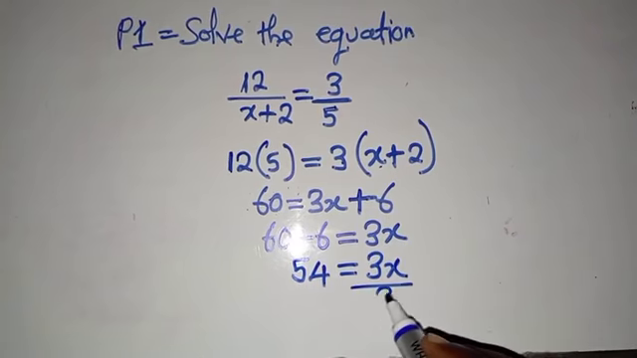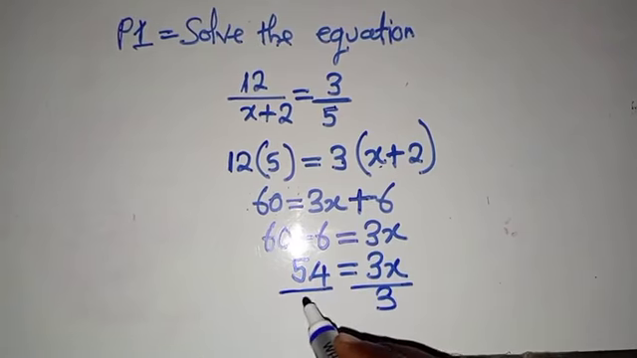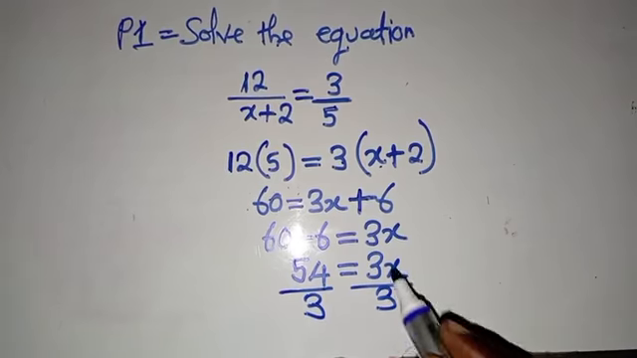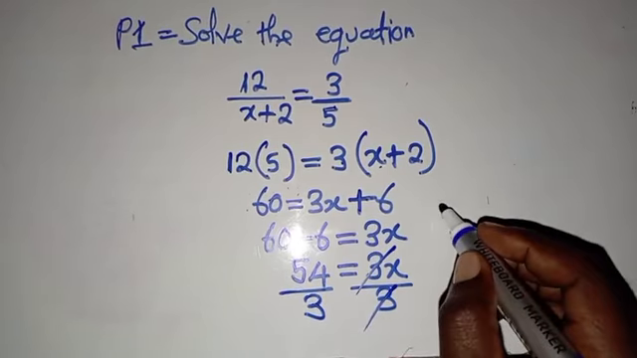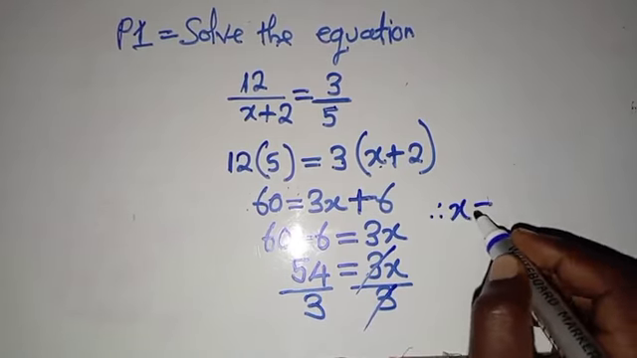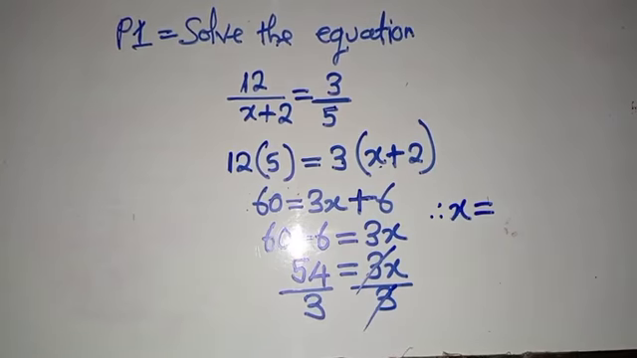You divide both sides by 3. Even there you divide by 3. What answer are you getting? This and this cancelled. Therefore, x is equal to what? What is 54 divided by 3?